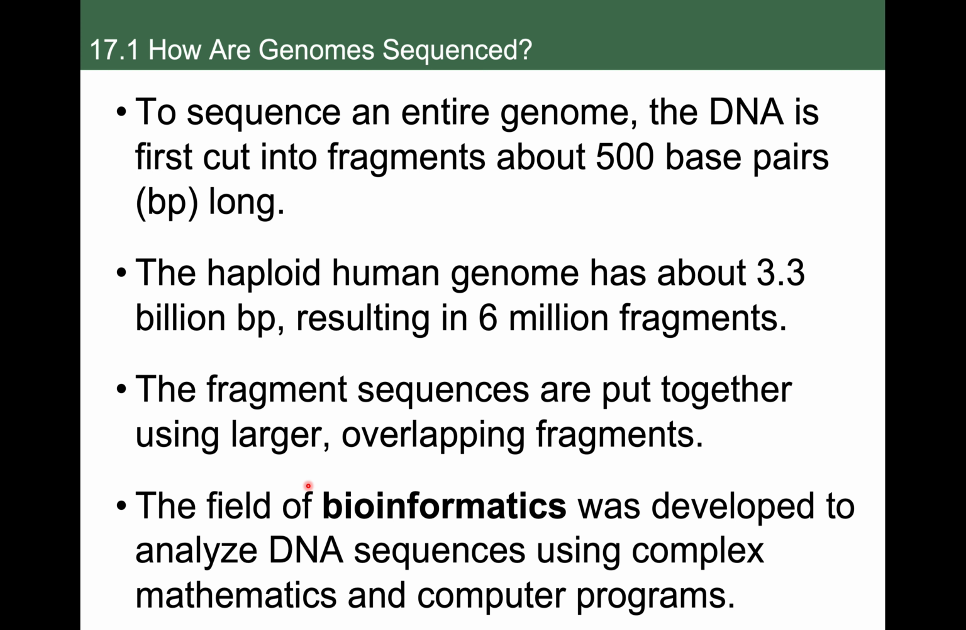And in the case of the human genome, as I mentioned, that's about 3 billion base pairs in length. They ended up with about 6 million of these fragments that had to be sequenced. And then you would essentially use computer software looking for overlaps in the sequences in those fragments to try to piece back together the entire genome.